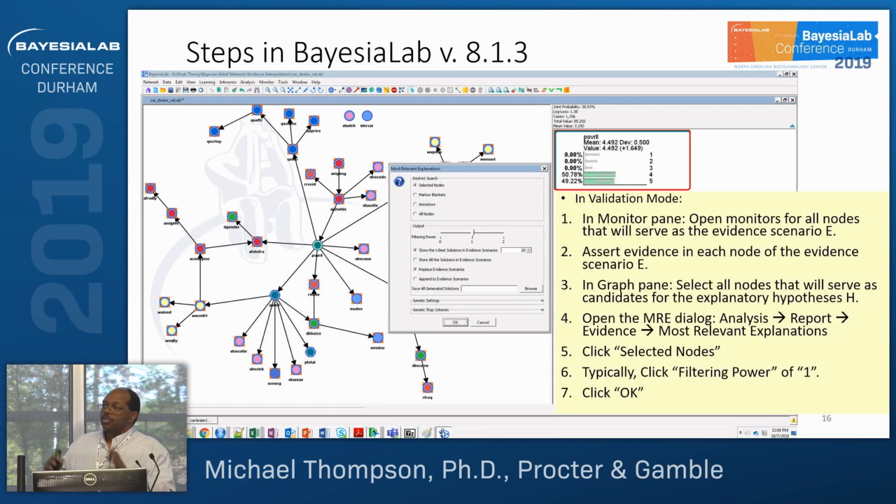At 0, it just shows everything. It just rank orders all the combos it finds. So you click selected nodes, filtering power of 1, and click OK, and it performs the search. The other pieces are all around the genetic algorithm and tweaking that.